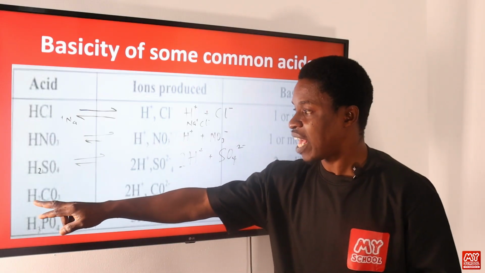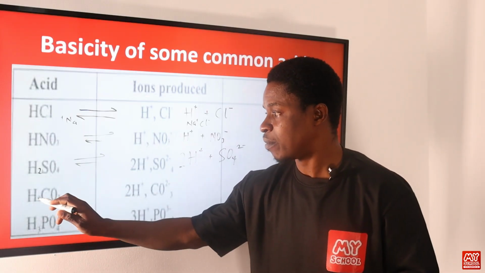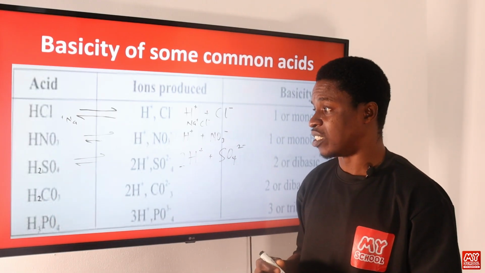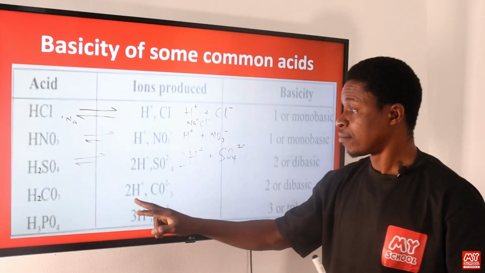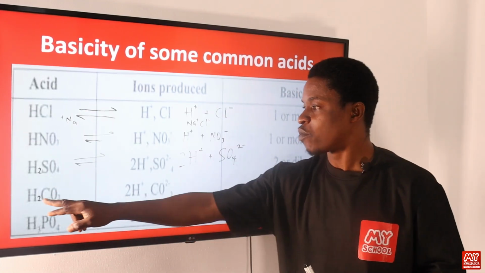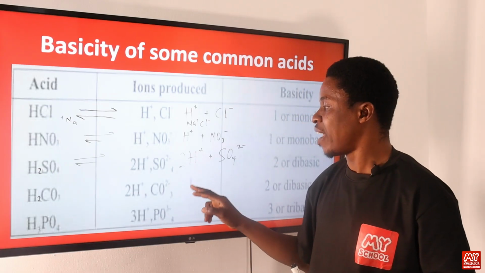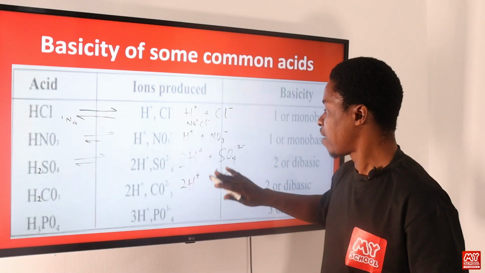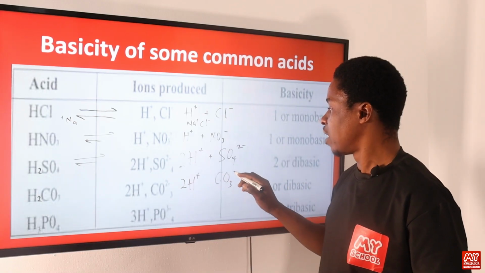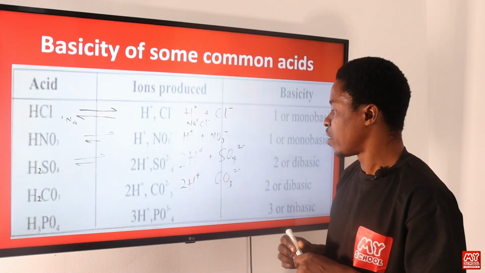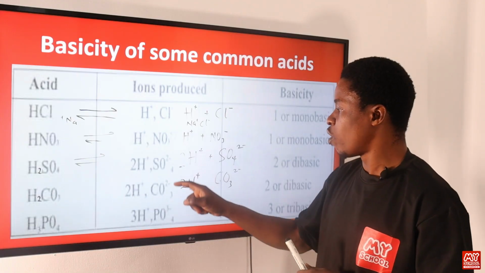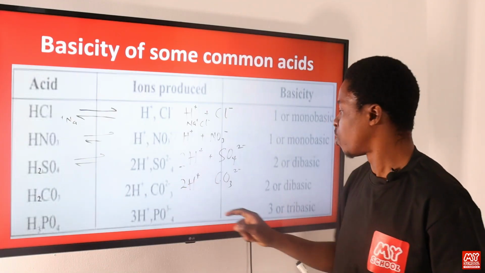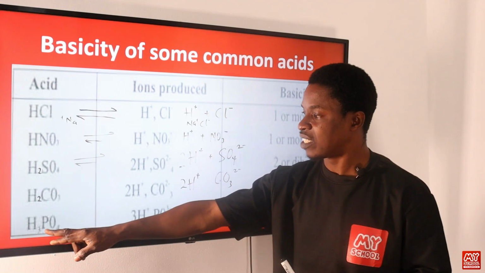Look at what happens here, H2CO3. Similarly, H2CO3, although this is a weak acid, you discover that if it dissociates, we have 2 hydrogen here, so we are going to have 2H+. We have 2H+ here, and CO3 2- will be left here. So the basicity of this acid is also 2, or dibasic.